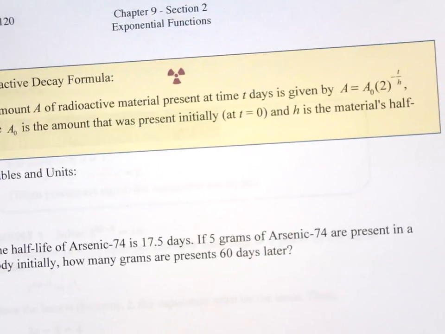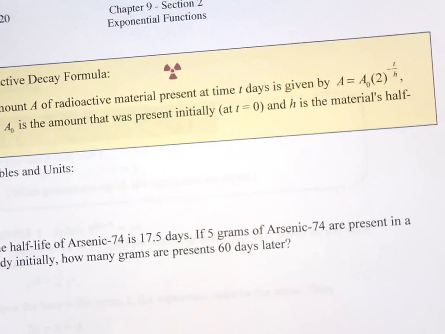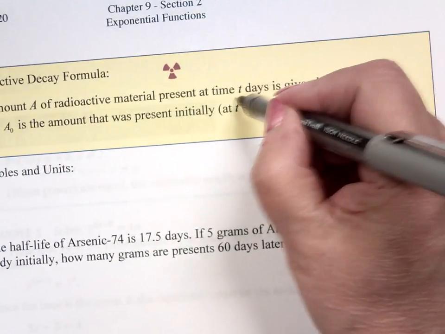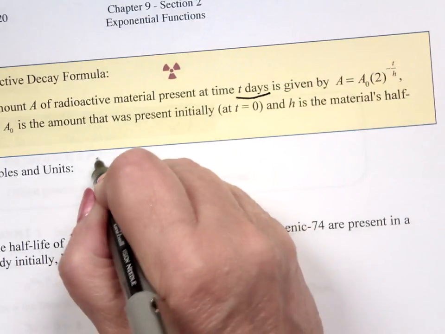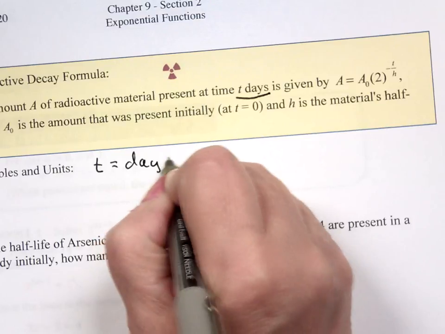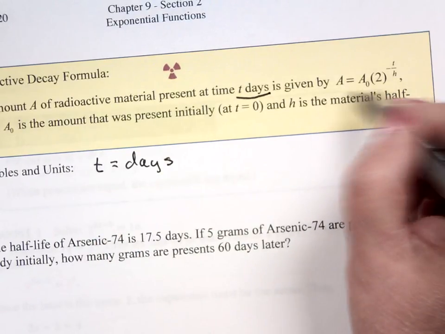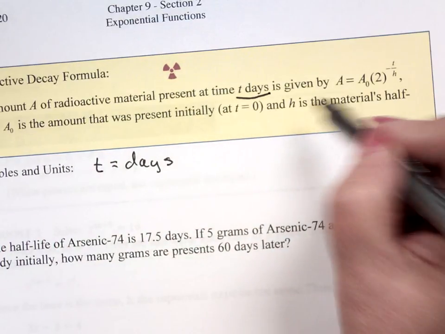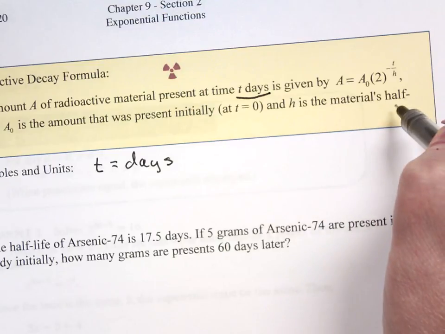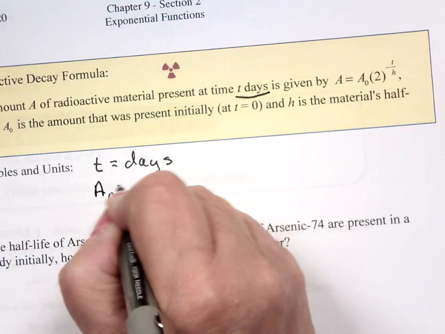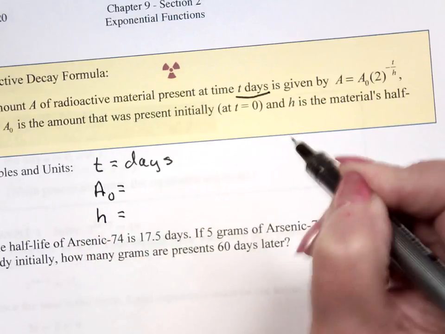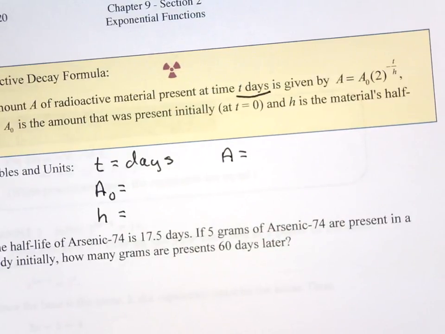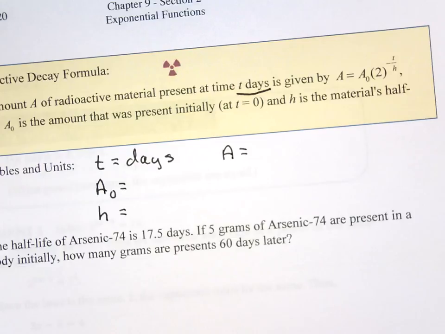Problem. Exponentials you run into in population and in radioactivity. It says the amount of radioactive material present at time t in days, so t is in days, is given by that formula where A0 is the amount present at time t equals 0, and H is the material's half-life. So we have A0, we have H, and then we have A. Those are our variables. T as well. And then we have T.